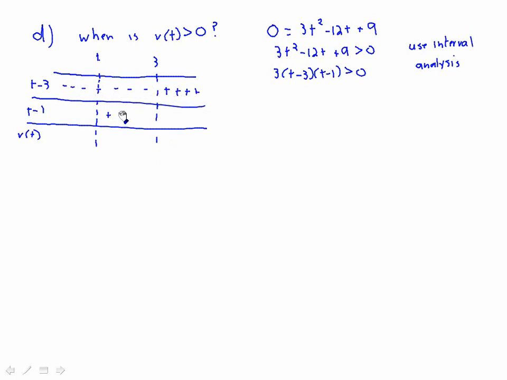t minus 1 is positive when t is greater than 1, so hopefully this looks familiar to everybody. Negative when it's less. So the velocity function is positive when t is less than 1, negative there, and positive when it's greater than 3. So this question, had they asked where is it negative, it would have been the same thing. But we want where it's positive, so we want there, there, and there.